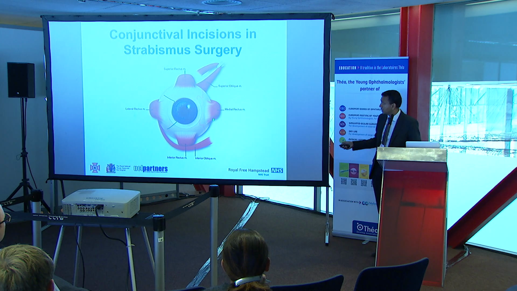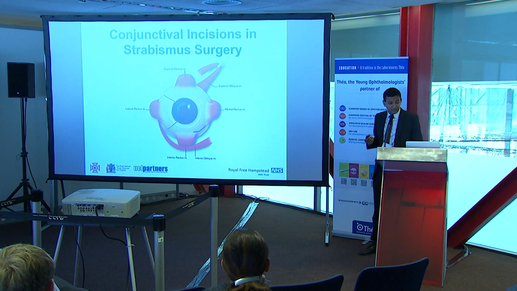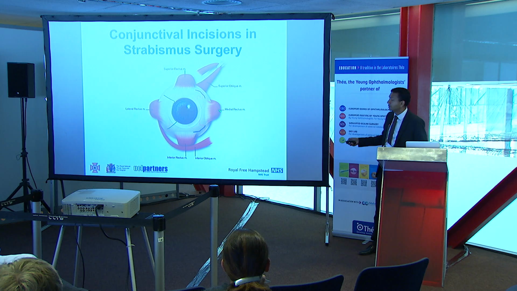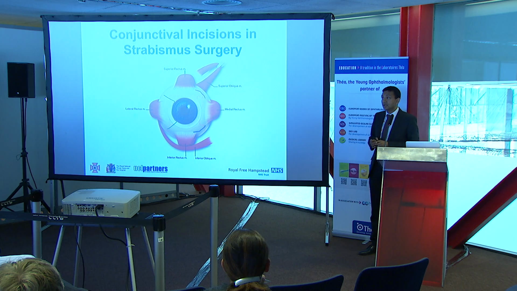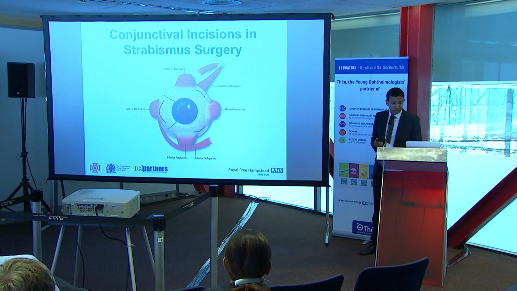Anybody else who's done strabismus surgery through a different approach? Anything? Okay, so what we do, and I'll show you in a minute, is a fornix incision. We place it either in the inferior or in the superior fornix. The advantage is it is hidden by the lid, so you can't see it afterward. Disadvantages, you have to have a conjunctiva that's stretchy enough for you to stretch it over the muscle, and you don't get that good exposure, so you have to be a little bit more patient. You can also make a radial incision.